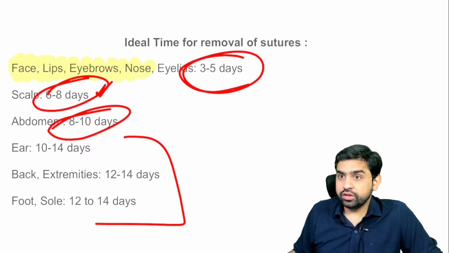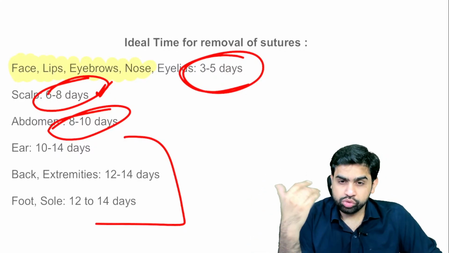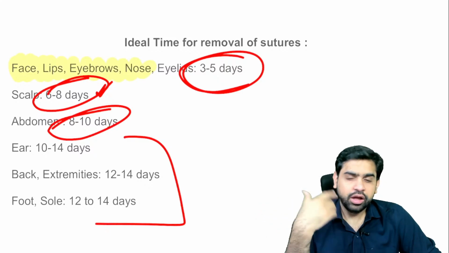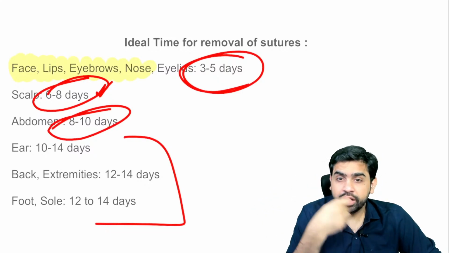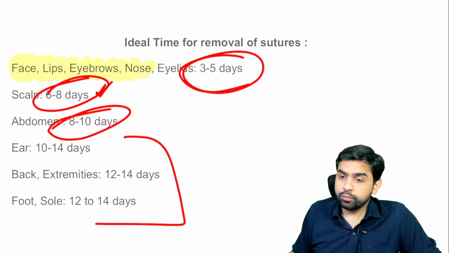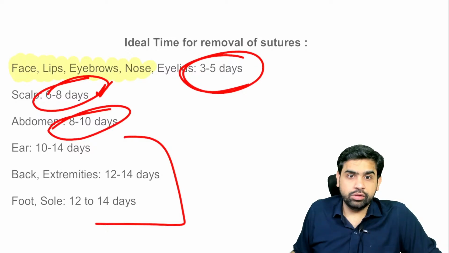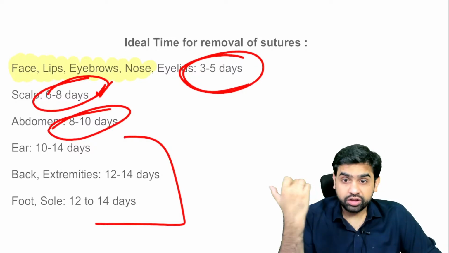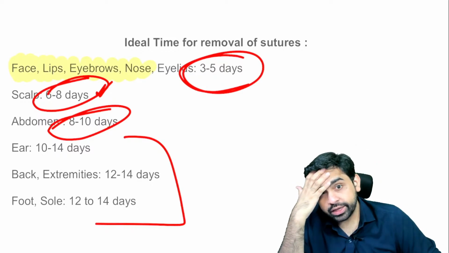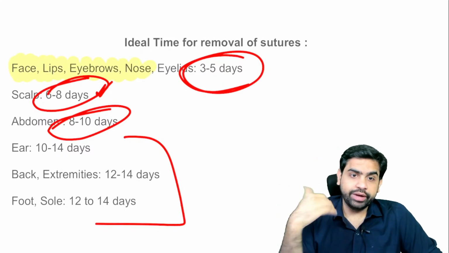After cleft lip surgery, when do you remove the suture? After the cleft lip surgery, not cleft palate per se, cleft lip surgery, when do you remove the sutures? You remove the sutures after about 3 days. Please understand, after 3 to 5 days you remove the sutures after cleft lip surgery. Scalp is around 6 to 8 days, abdomen is around 8 to 10 days or something like that.